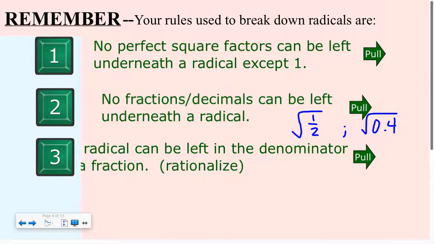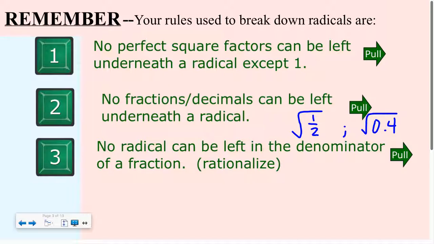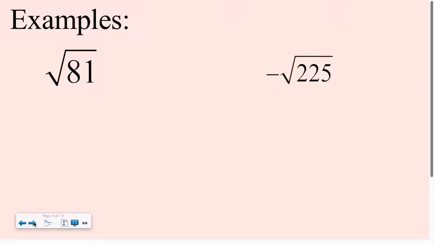Number 3, you can't have a radical in the denominator of a fraction. You don't ever want to leave your answer as 3 over the square root of 3. You can't have a square root symbol in the denominator. What you do to get rid of it is called rationalizing, and I have about 4 or 5 examples of that when we get there. Okay? Cool. Number 1, square root of 81.